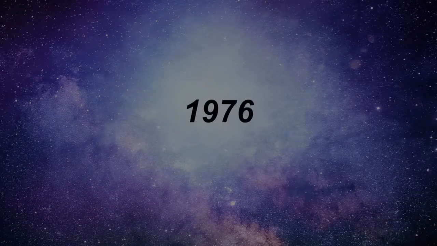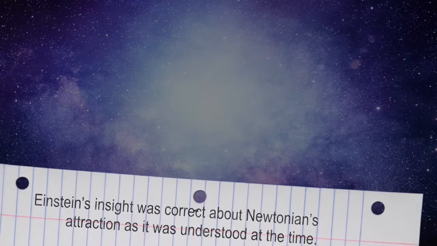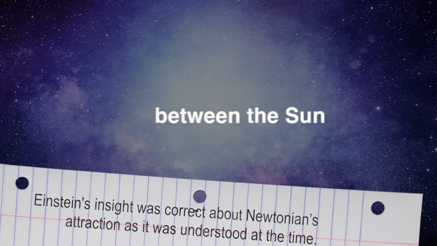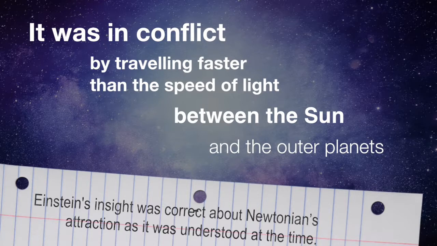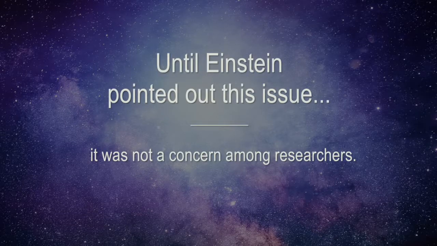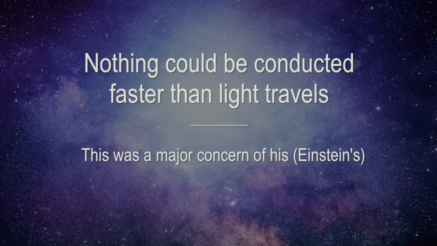Let's go back 100 years to take an honest look at how Einstein corrected for the problems with Newton's theory. His insight was correct about Newtonian attraction as it was understood at the time. It was in conflict by traveling faster than the speed of light between the sun and the outer planets. Until Einstein pointed out this issue, it was not a concern among researchers. He knew nothing could be conducted faster than light travels, and it was a major concern of his.